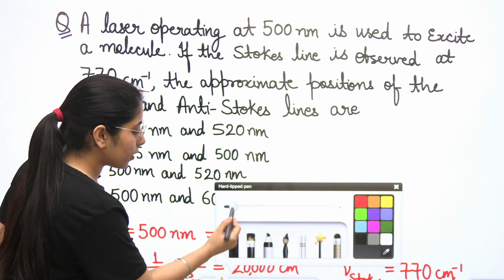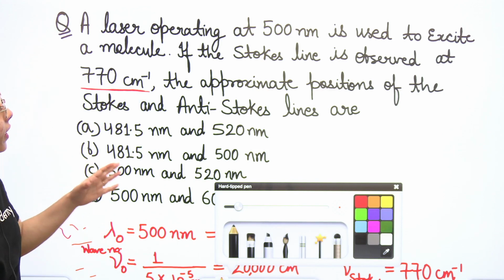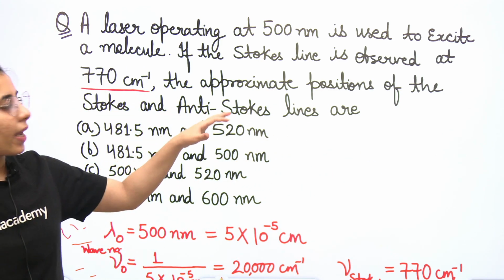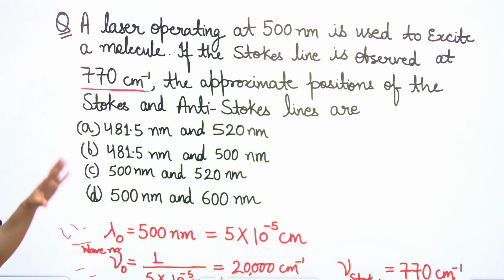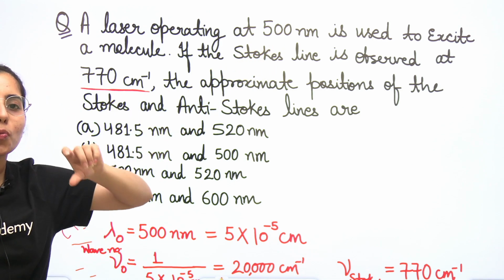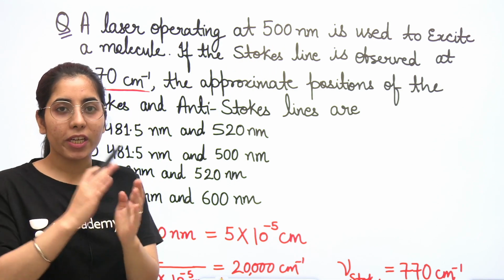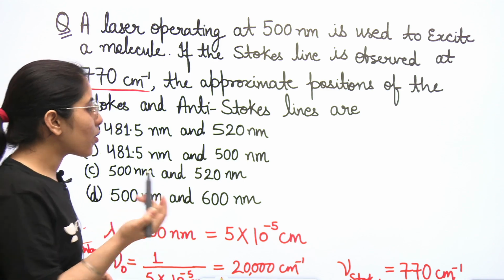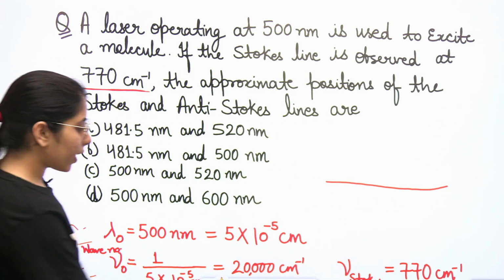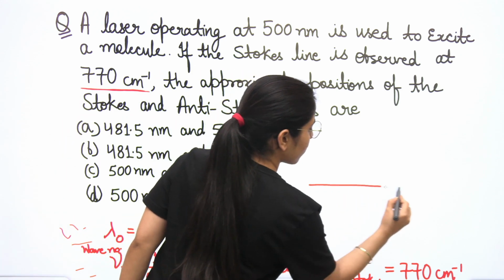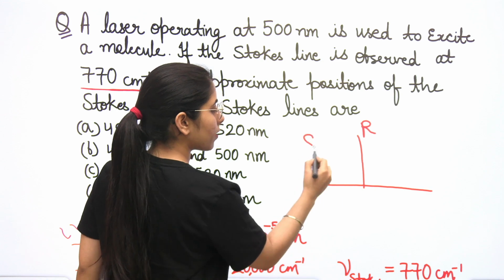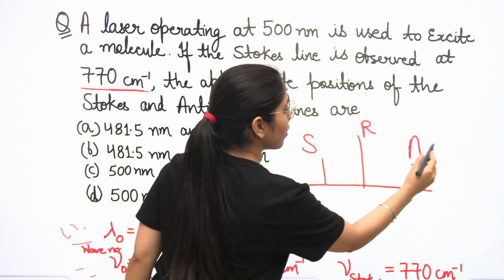Now the point is, what are they asking us to find? They are asking us to find the approximate positions of the Stokes and the anti-Stokes lines. Clear? Now this laser wavelength is something we will consider corresponding to the Rayleigh line. What is this Rayleigh line? When we consider the concept of Stokes and anti-Stokes lines, we have the Rayleigh line at the center. Then we will have Stokes lines this side, then anti-Stokes lines this side.